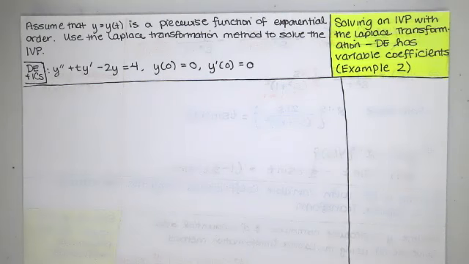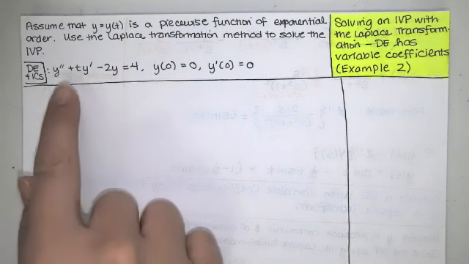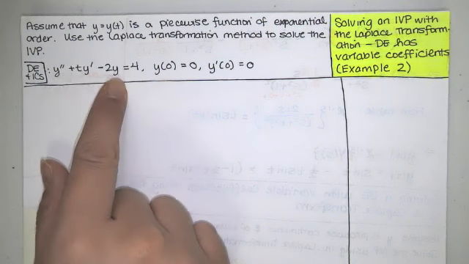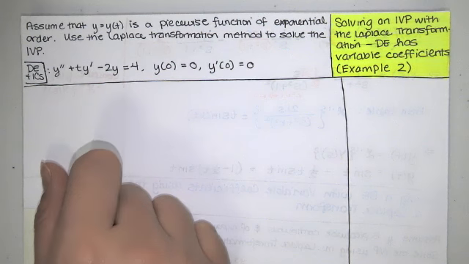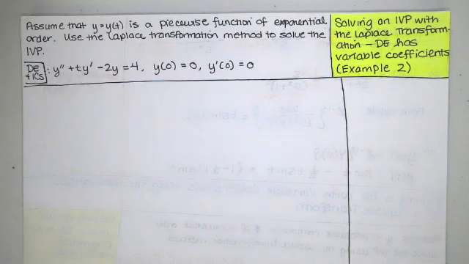In this video, we work our second example problem in which we're solving an IVP with the Laplace transformation, and the differential equation has variable coefficients. So notice that if you look at this, this is not a constant coefficient equation. It is not a Cauchy-Euler differential equation. So all of the methods that we've studied previously won't work.